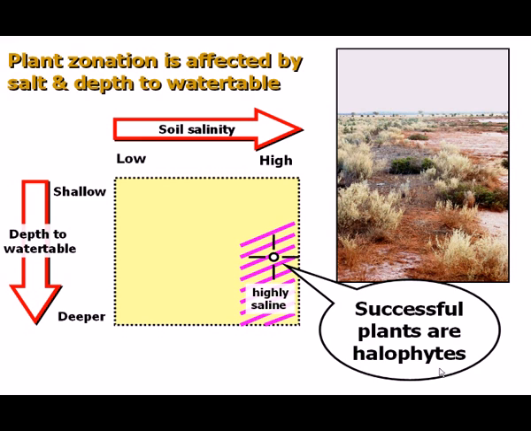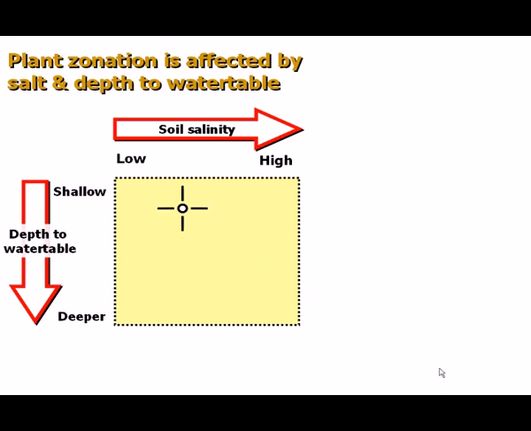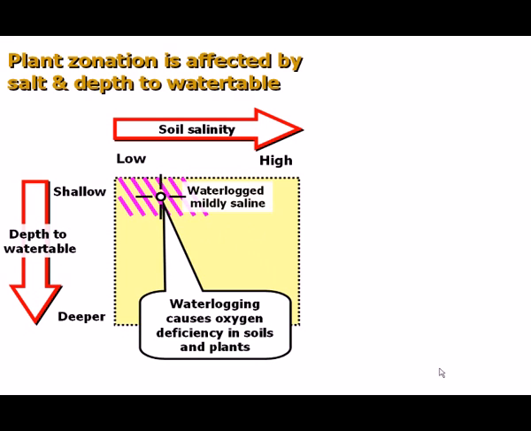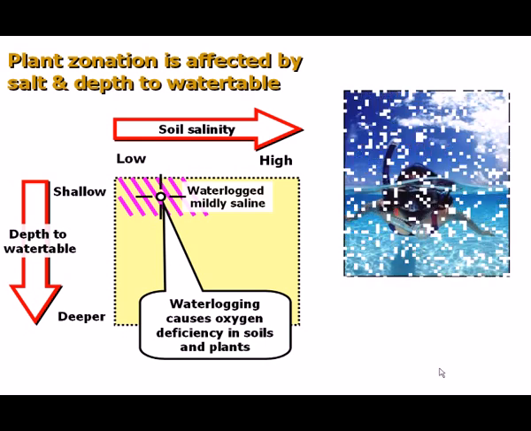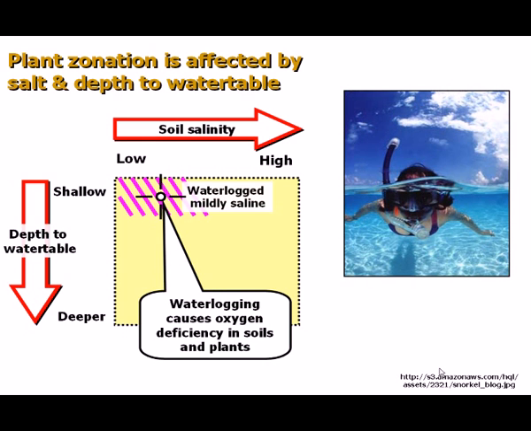Now we'll come up here to a waterlogged, mildly saline environment, and this waterlogging is causing an oxygen deficiency in the soils and therefore in the plants. That's decreasing the energy production, and the plants that are really well adapted to this environment are the plants that produce these snorkels that we talked about in the previous talk, and the snorkels are allowing oxygen to diffuse to where it's needed.